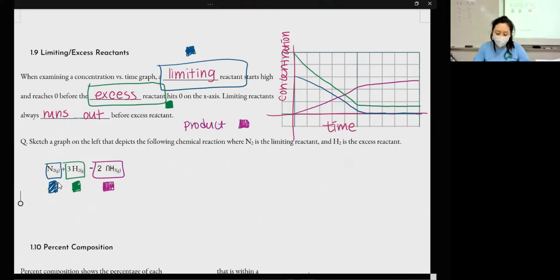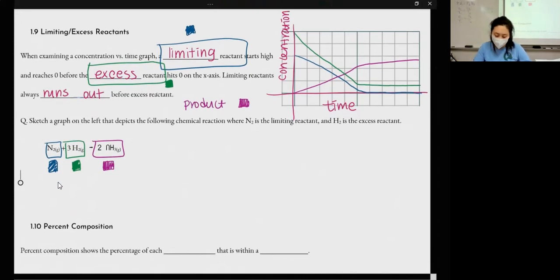Okay, so that would cover the limiting and excess reactant. It will be pretty easy. You will be given a graph with 3 or 4 lines, and then you will have to figure out which one is limiting and which one is the excess reactant. And yeah.